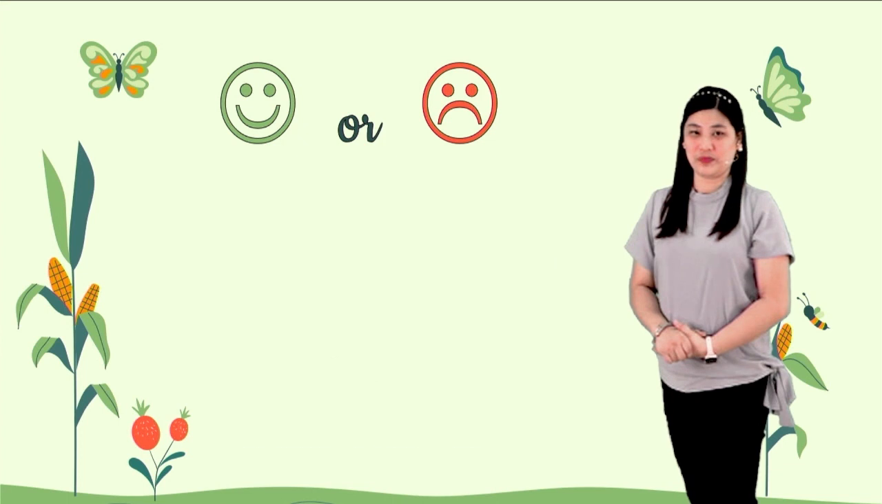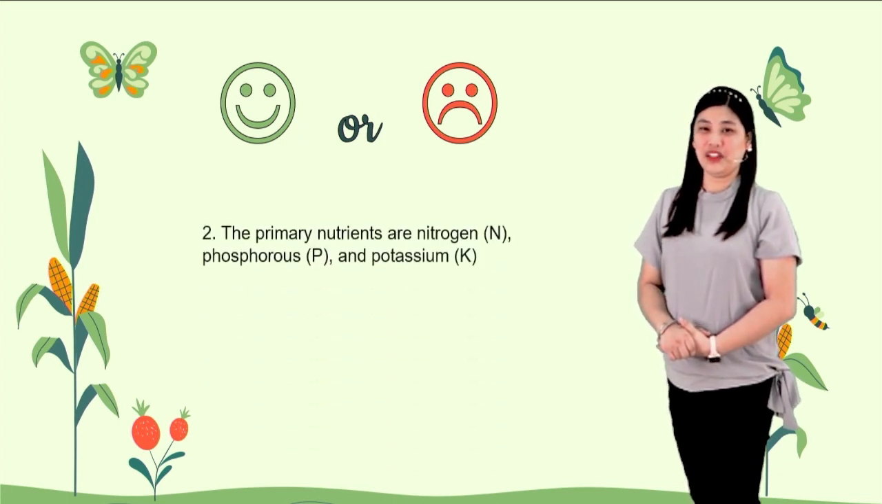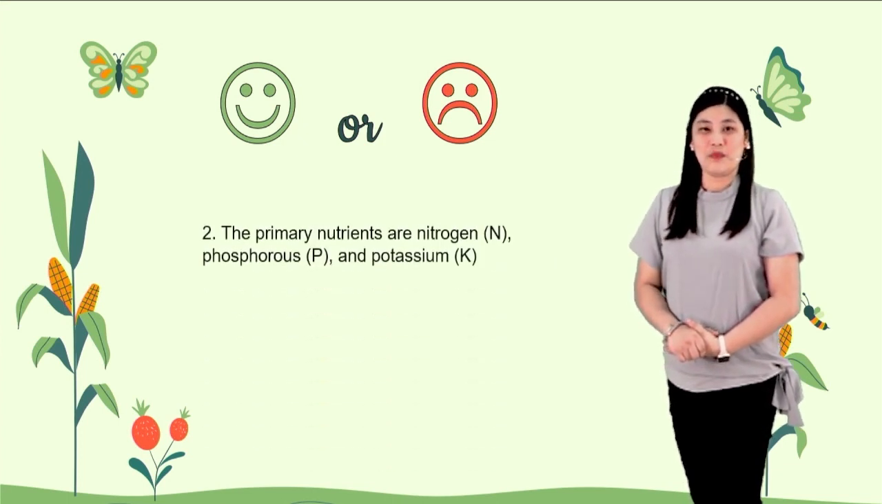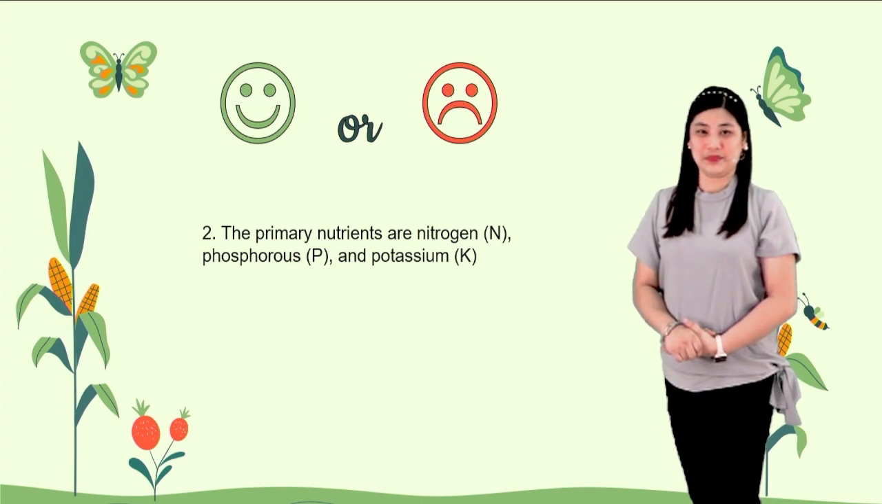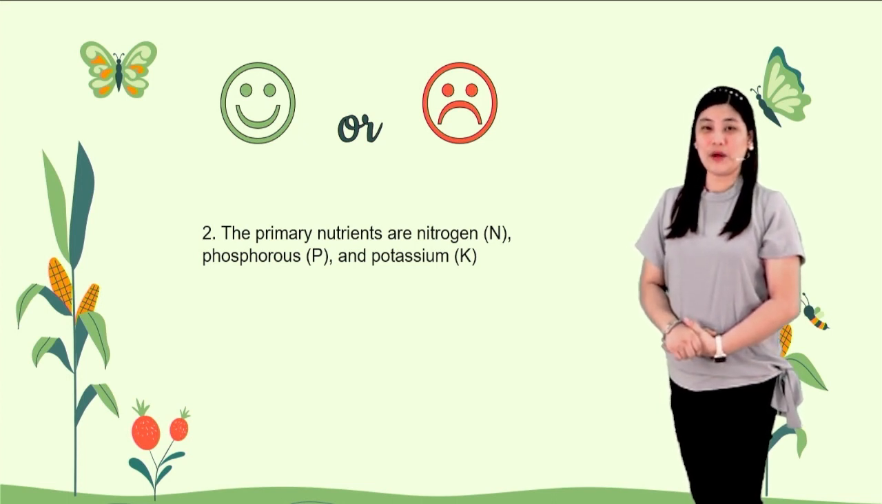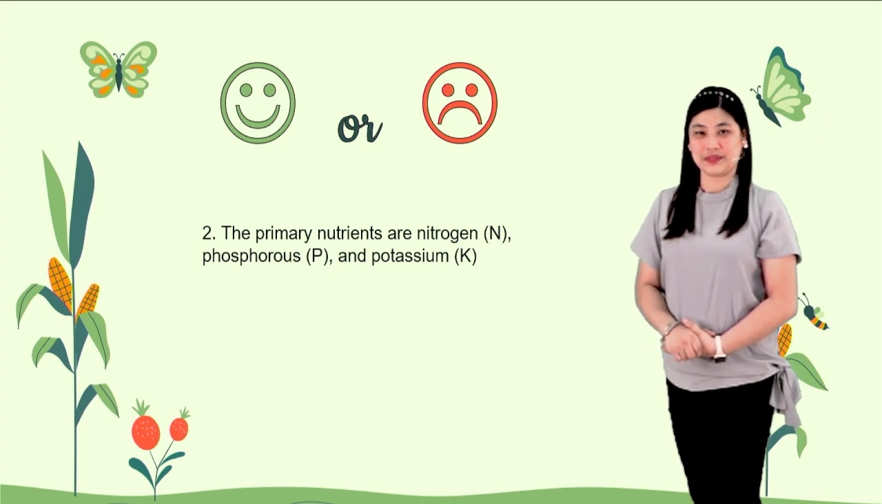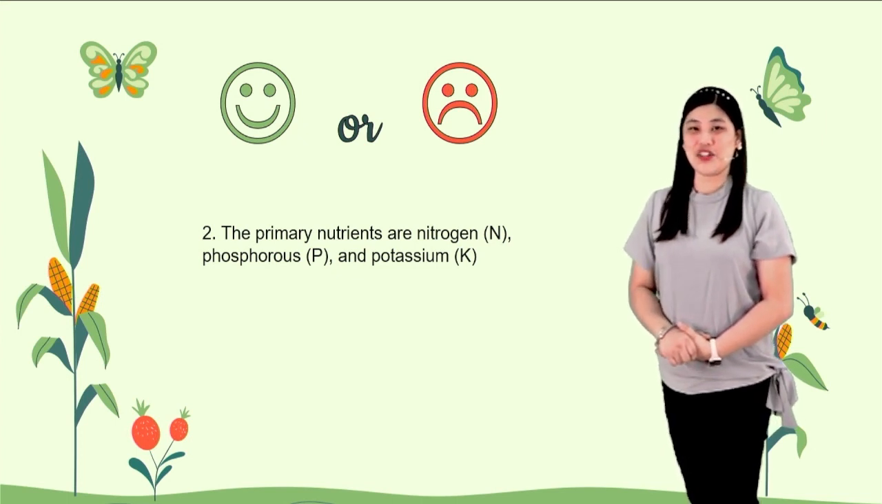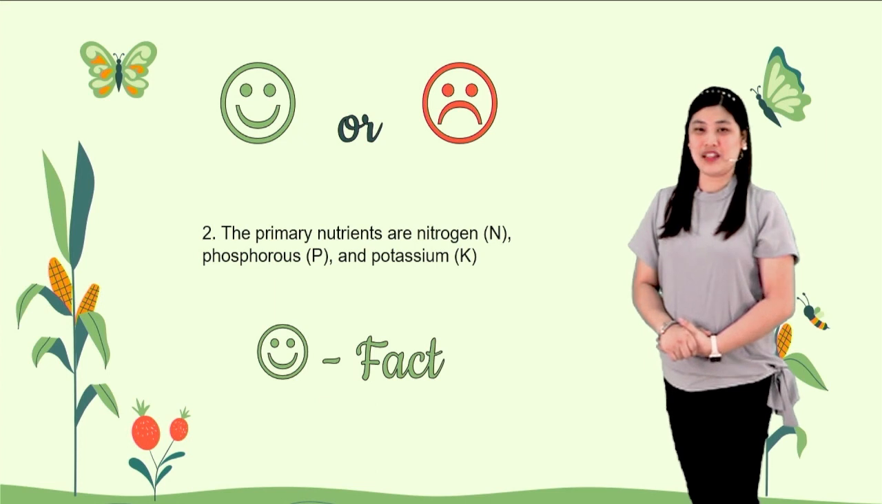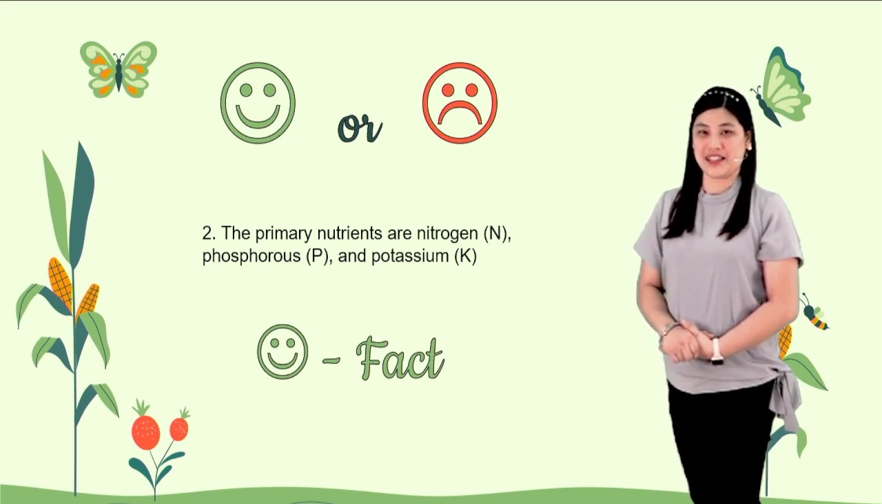Second item. The primary nutrients are nitrogen, phosphorus, and potassium. Is it a fact or a bluff? Yes, the answer is fact. Nitrogen, phosphorus, and potassium are the primary nutrients.